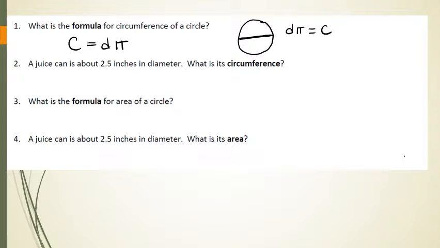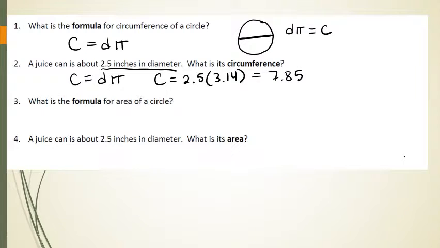A juice can is about 2.5 inches in diameter. What is its circumference? Let's use our formula for circumference. C equals diameter times pi. So C equals, the diameter is 2.5, times pi, we're going to use 3.14 as an estimate. And so as we calculate that here, 2.5 times 3.14, we get 7.85, and this is in inches.